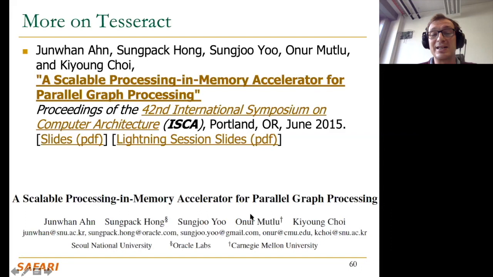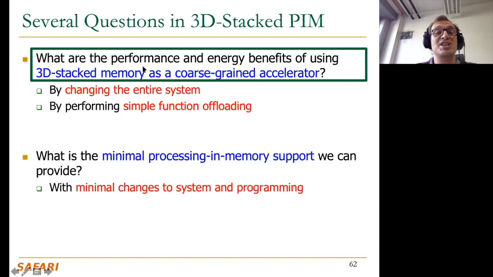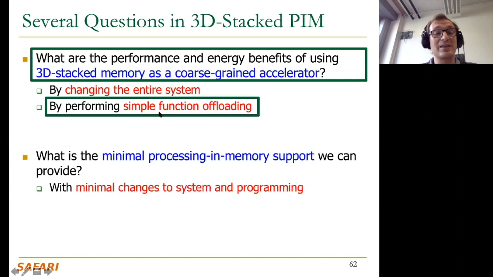Okay, so we're still talking about this approach, 3D stack memory, and we're still going to talk about this question. What are the performance and energy benefits of using 3D stack memory if you actually use it as a coarse-grained near data processing accelerator? And now we're not going to change the entire system, but we're going to perform simple function offloading. So basically, the next question can be, okay, changing the entire system is very interesting, and let's examine it for n different applications. And I think it's very good to study it for other applications also, like machine learning today.